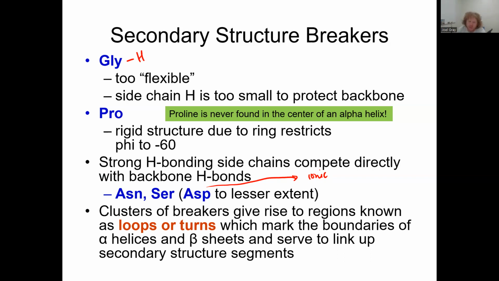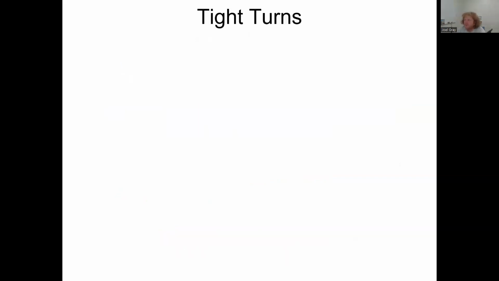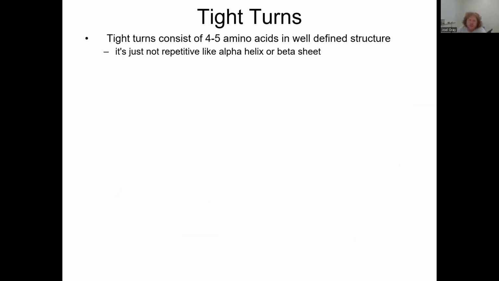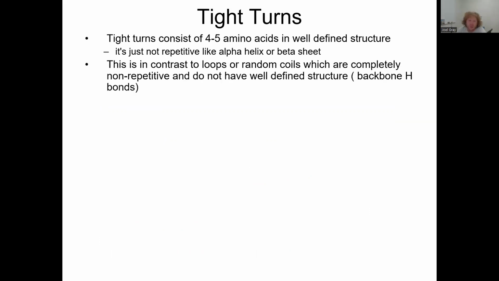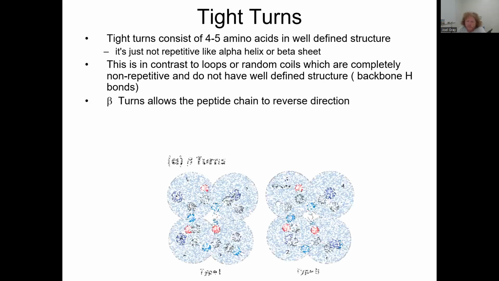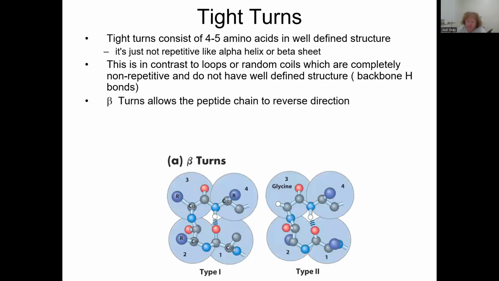These mark the boundaries of alpha helices and beta sheets and serve to link up secondary structure elements. Tight turns, or beta turns, consist of 4 to 5 amino acids in a well-defined structure. It's not completely repetitive like an alpha helix or a beta sheet, but this is a distinct set of amino acids.